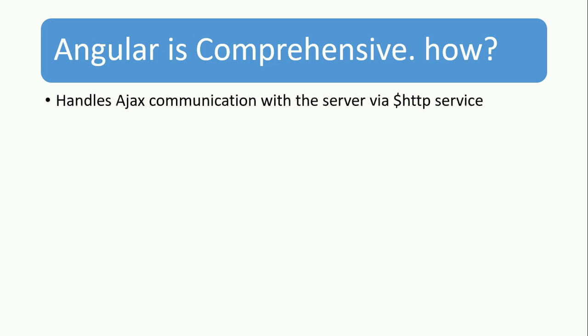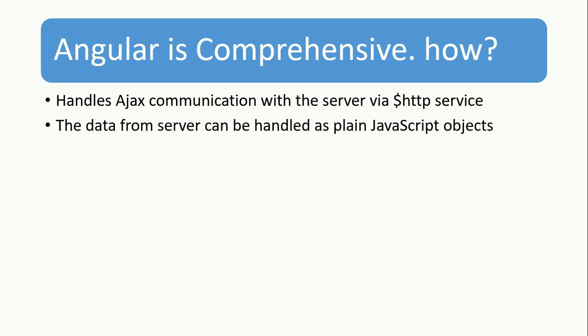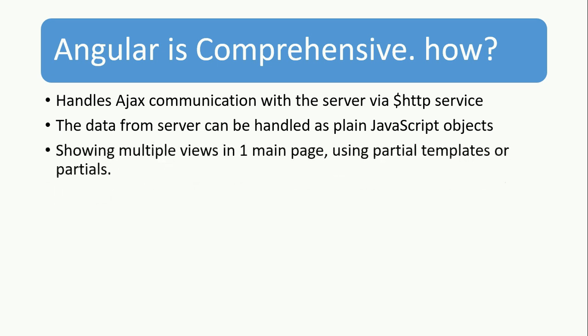First of all, it handles Ajax communications with great ease using the $http inbuilt service, so that we can automatically make calls to our web APIs or any other MVC applications on the server side and retrieve the data. The data that comes back from the server is normally plain JavaScript objects or JSON objects. You can show multiple views in a single page. That is one of the biggest benefits of using Angular, and that is the reason it is popular as a single page application framework. It uses templates.